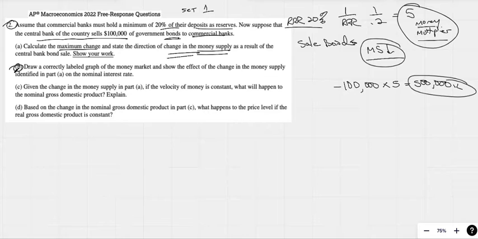All right, they want us to draw for B a correctly labeled graph of the money market showing that change in the money supply.